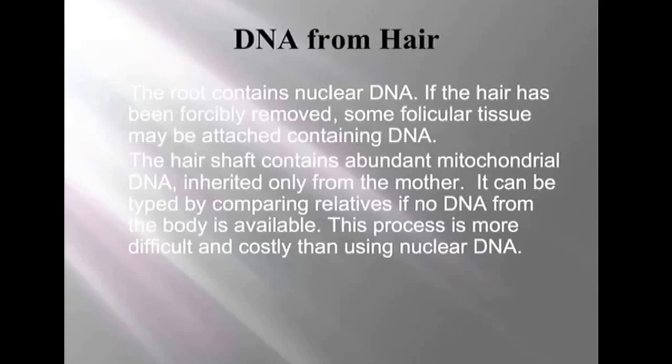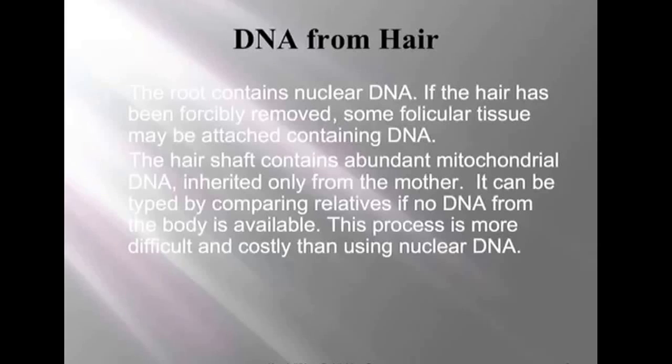Another way that we can analyze hair is by processing DNA. The hair shaft, and this is interesting, the hair shaft contains a ton of mitochondrial DNA, which only comes from the mother. It can be typed by comparing relatives if no DNA from the body is available. It's difficult and costly, compared to using nuclear DNA, which we only find in the roots. But it is interesting, this mitochondrial DNA, so if there are relatives alive, we can check, if there are enough samples, you can check the mitochondrial DNA of those individuals, and you can actually match it, because the mitochondria itself comes from your mama.